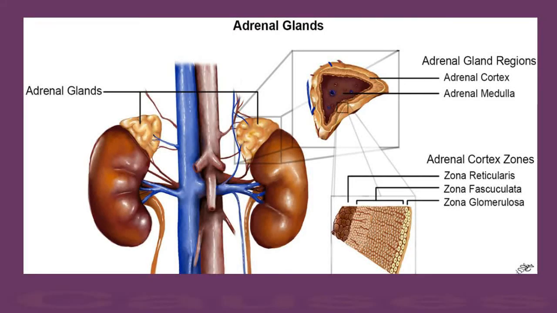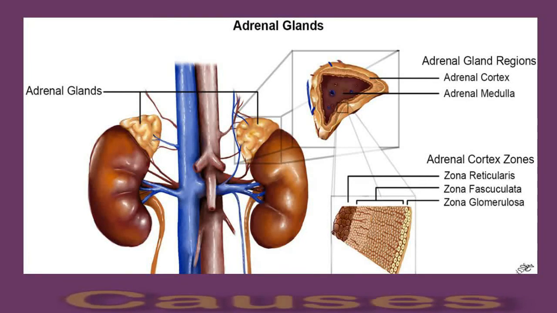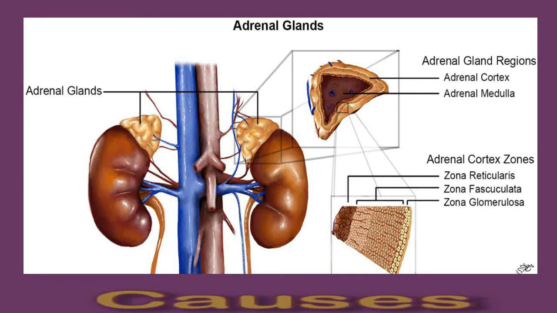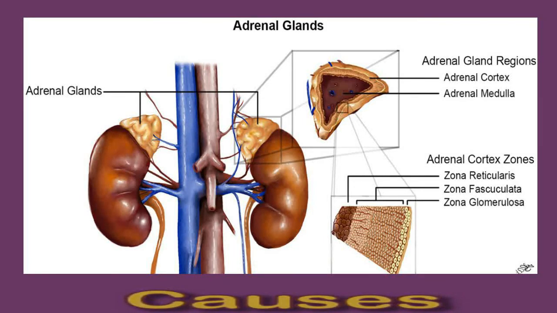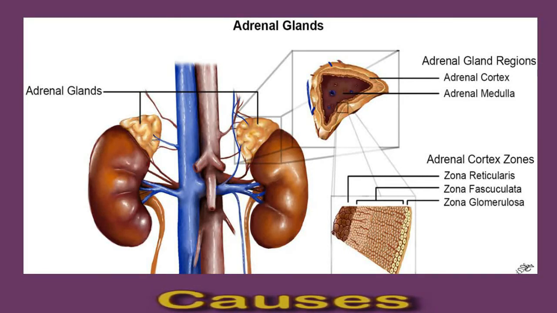Causes. Addison's disease is the result of severe damage to the adrenal cortex, which surrounds the adrenal glands. The damage is usually due to an autoimmune reaction. This is where the body's immune system mistakenly attacks its own healthy tissues. It is the cause of around 8 to 9 out of 10 cases of Addison's disease. It is still unclear what triggers this autoimmune reaction.